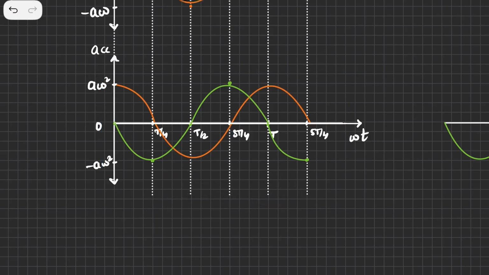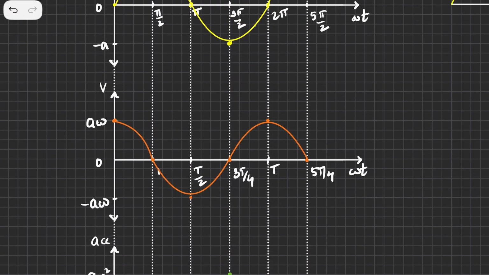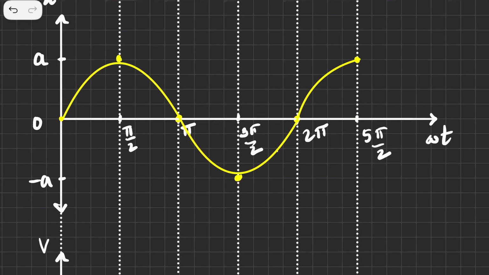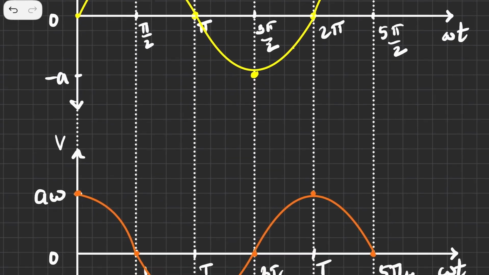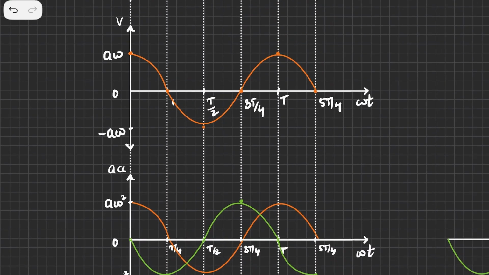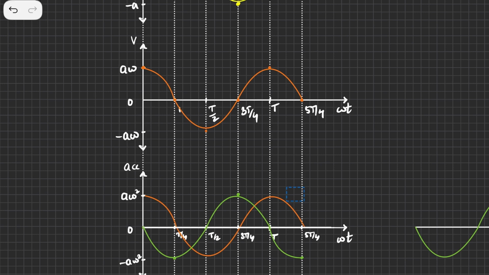Okay, now again the axis remains same, so you need to refer to this: pi by 2, pi, 3 pi by 2, 2 pi and 5 pi by 2. Now if you check this out, the orange graph is your velocity graph, and the green graph is your acceleration graph. Now the orange graph has a peak at this point and the green graph has a peak at this point.